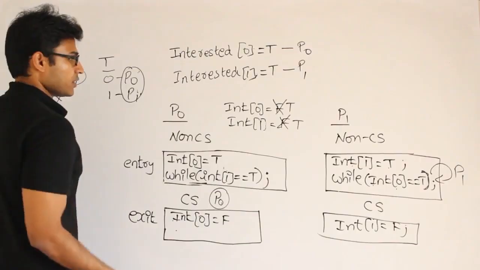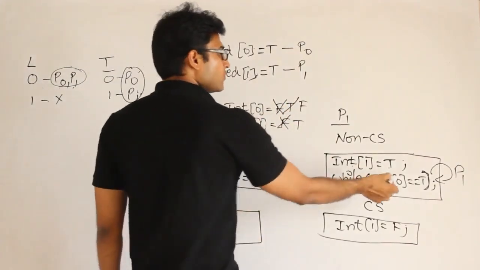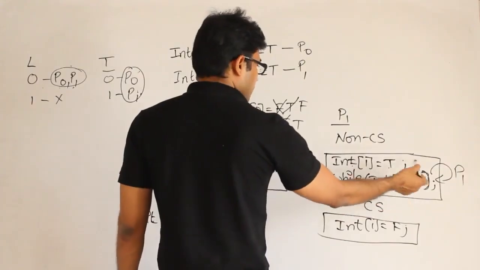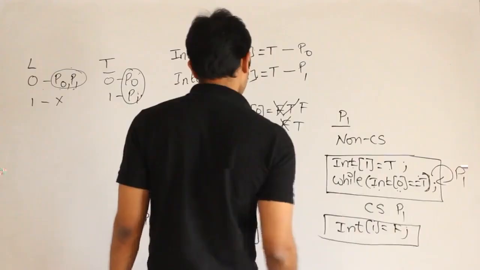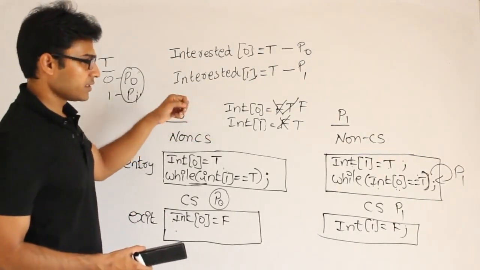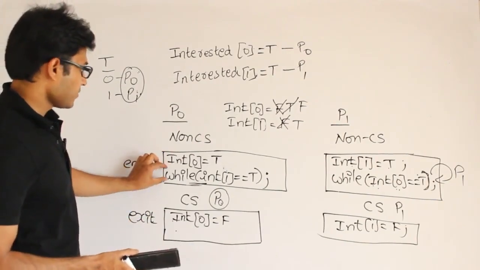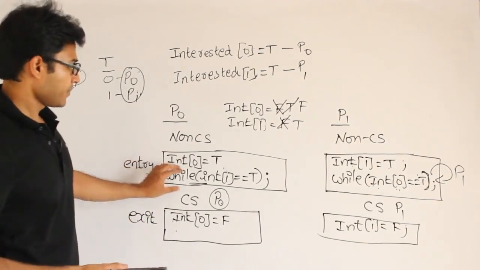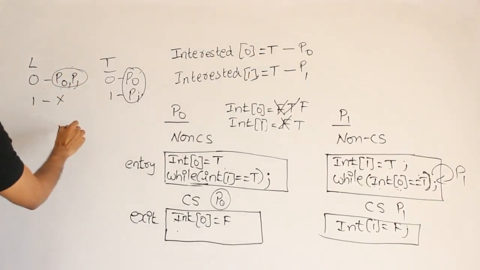Once P0 comes out, it is going to make it false. Now next time when P1 gets the chance, this while loop will break, because interest of 0 is not true now, it is false, therefore this one will break and it will enter the critical section. The reason is simple. Even if both the processes watch the interested first, whoever passes this while loop first is going to get into the critical section. So therefore using this solution, mutual exclusion is guaranteed.